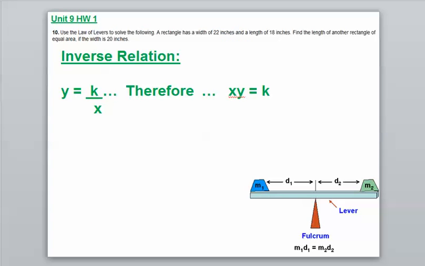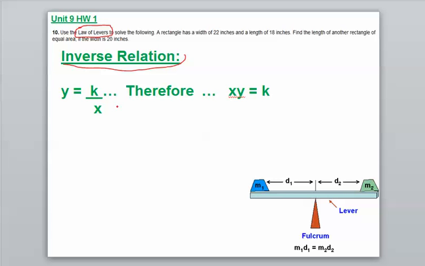Okay? Let's try a couple more. It says, use the law of levers to solve the following rectangle. A rectangle has a width of 22 inches and a length of 18 inches. Find the length of another rectangle of equal area if the width is 20 inches. Well, the relationship here is called an inverse relationship. This law of levers that they're talking about here, we don't talk about it in our course that much, but what it is, is the inverse relationship.